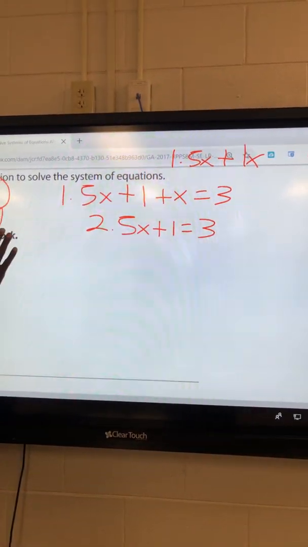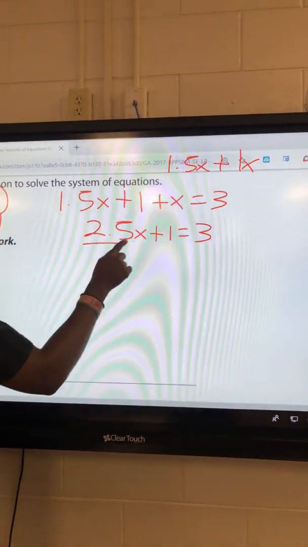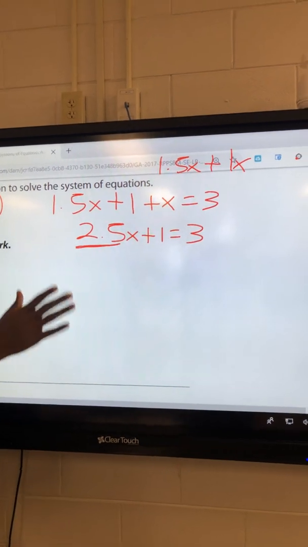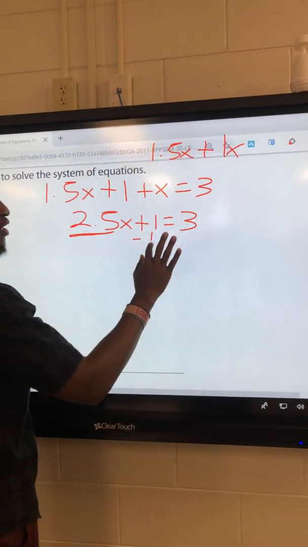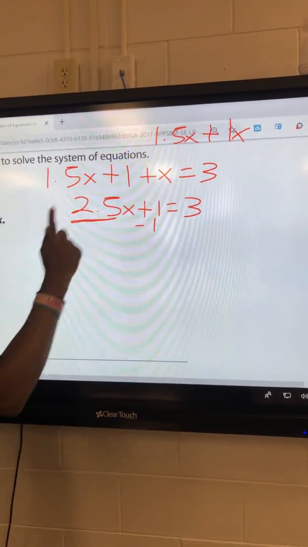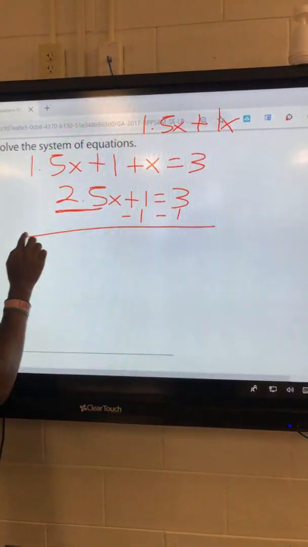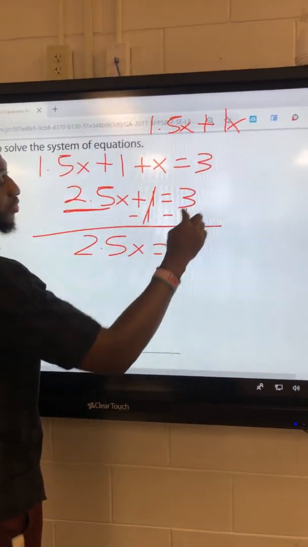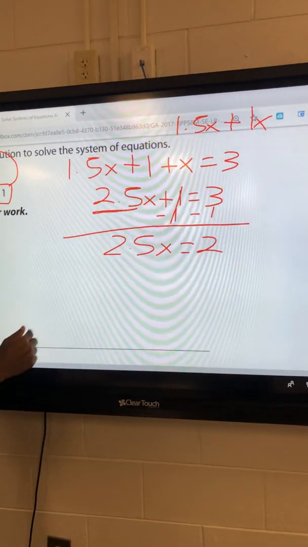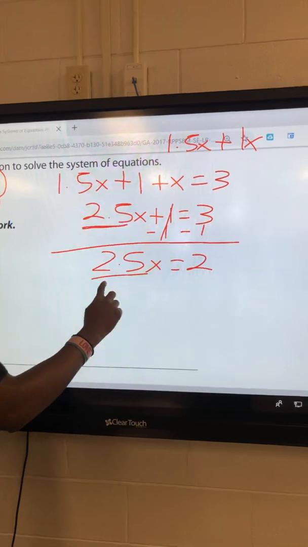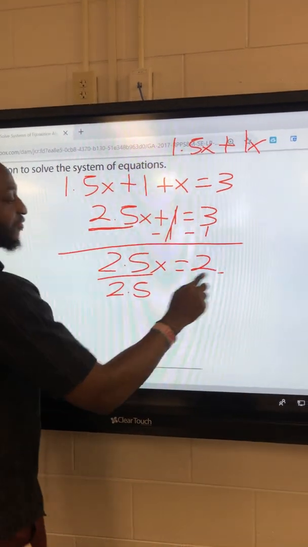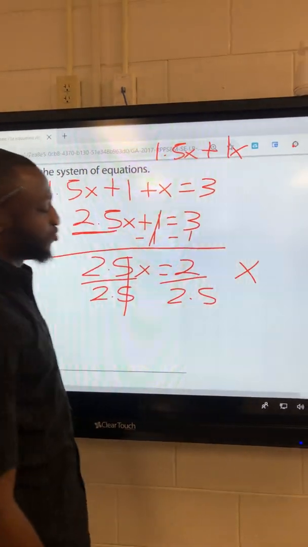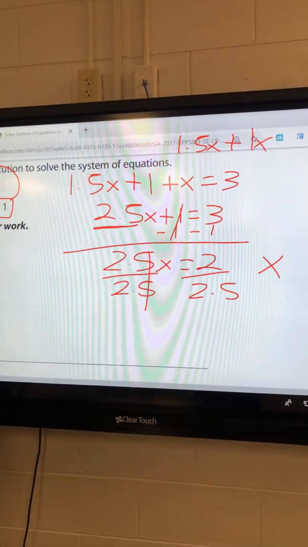Now, it's like we did before. Remember, we want to get rid of the coefficient last. So I'm going to get rid of this plus 1 first. Since it's a plus 1, I'm subtracting 1. And whatever I do to one side of the equation, I have to do to the other side. So I have 2.5x, this is canceled out, and 3 minus 1 is 2. I'm almost there. Now I can get rid of that coefficient by dividing by 2.5. So I get x equals 2 divided by 2.5.